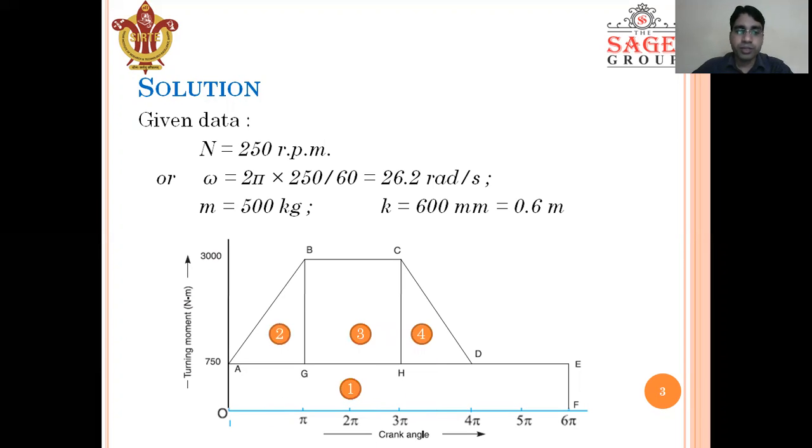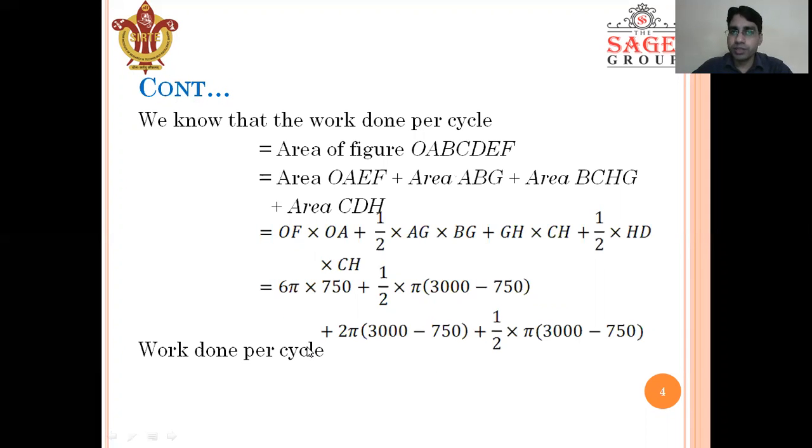So now we'll start calculating the areas. We know that the work done per cycle is equal to the area of the total figure, that is, the area of one rectangle, the triangle, rectangle, and triangle.